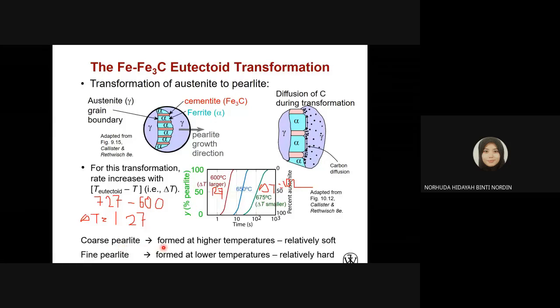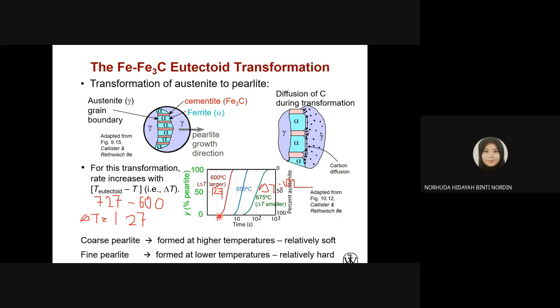If you do supercooling at a higher temperature, you will get coarse pearlite, which means that coarse pearlite results in softer materials. At lower temperatures, you will get fine pearlite, and the material is very hard.